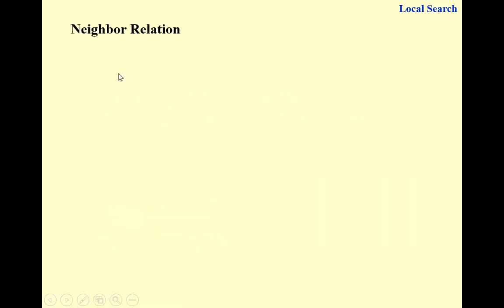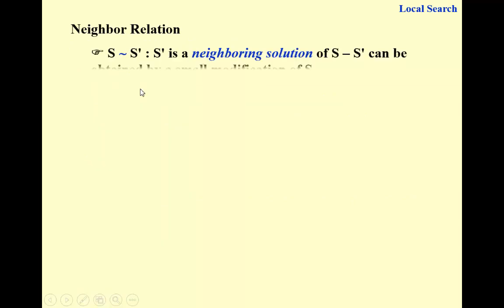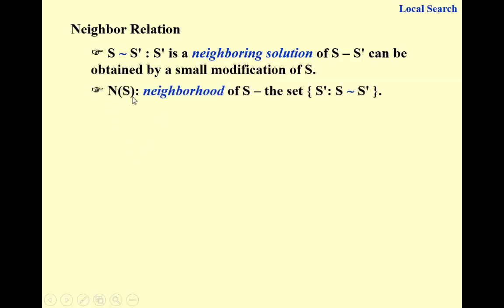And there are some notations about neighbor relation. We write something like S tilde S prime, means that S prime is a neighboring solution of S, means that S prime can be obtained by a small modification of S. So we just change S a little bit to obtain S prime. All right, so that's this notation. And next is N of S, stands for neighborhood of S, which is the set of all those S primes that can be obtained by small modifications of S.